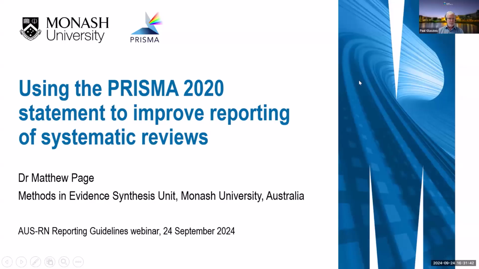Yes, great. All right, so I'm going to talk about using one reporting guideline in particular, the PRISMA 2020 statement, to help improve reporting of systematic reviews. Just to give you an example of what this reporting guideline looks like for those who haven't taken a look at it yet. And I'll include an example at the end showing how someone has used PRISMA to inform their reporting, and compare that with some reviews that are not as well reported.